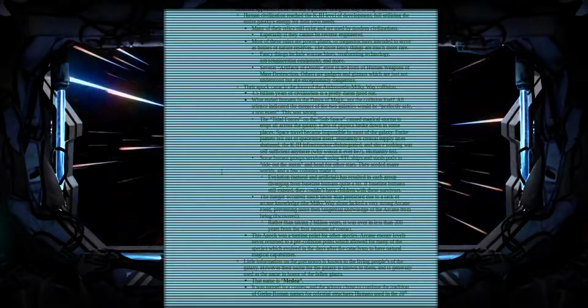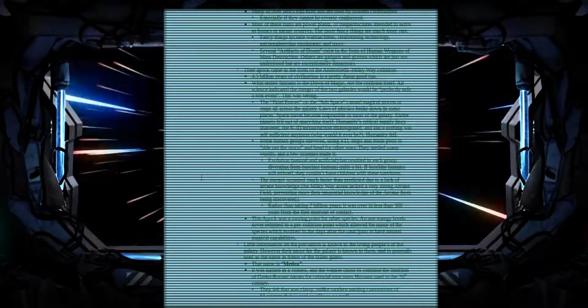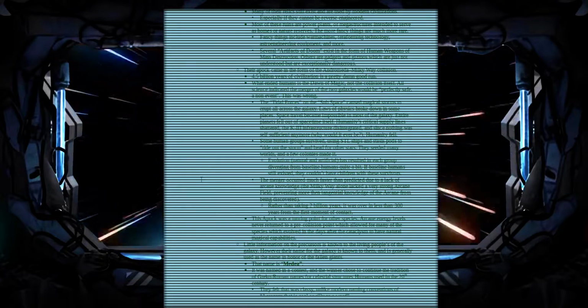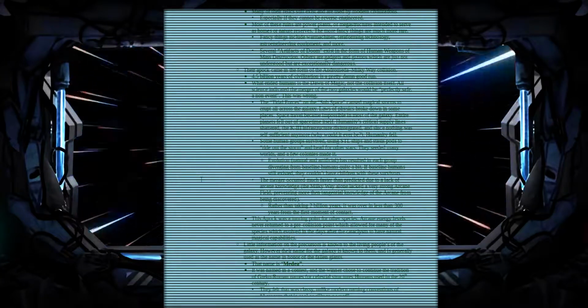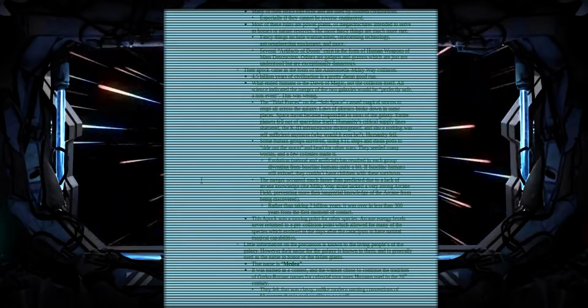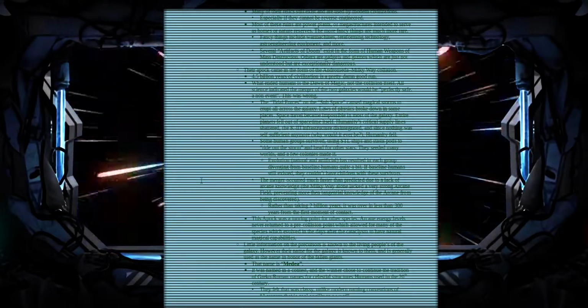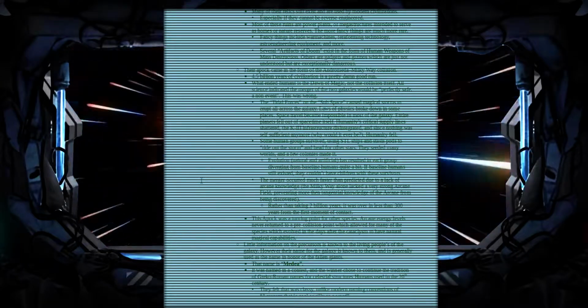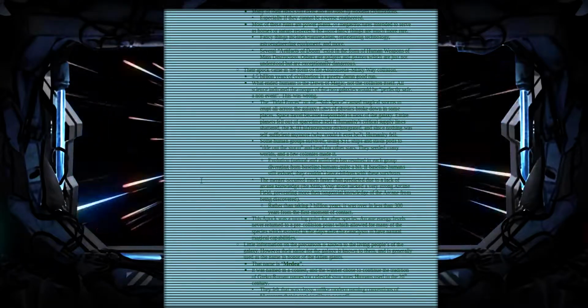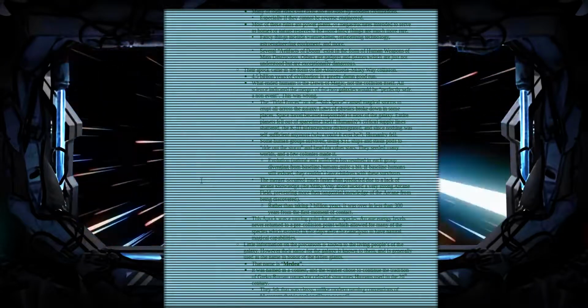But that's not what happened in this universe. What happened is the dawn of magic. So the tidal forces of these two galaxies colliding on the layer of subspace, that layer between the universe once expanding to, caused magical storms to erupt all across the galaxy. The laws of physics themselves broke down in some places, and space travel became impossible in most of the galaxy. Entire planets fell out of space-time itself.